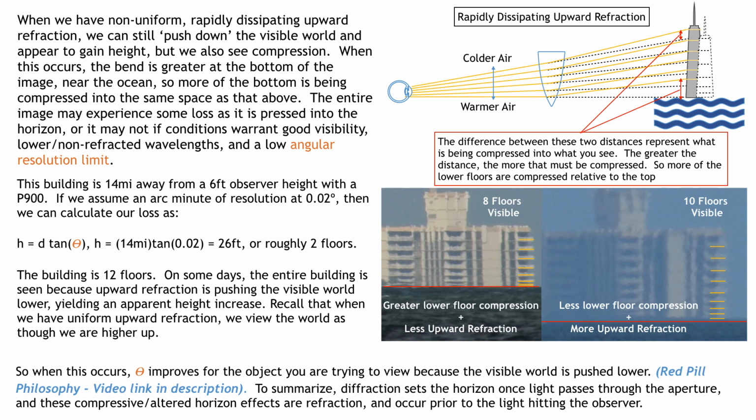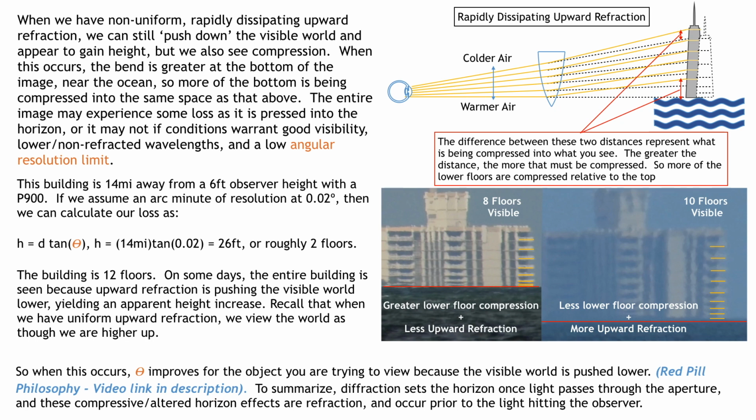So in this example, this building is 14 miles away from a 6-foot observer height with a P900. If we assume an arc minute of resolution at 0.02 degrees, then we can calculate our loss just like we did in part 3 as height equals d tan theta. So height is equal to 14 miles times tangent of 0.02, which comes out to about 26 feet or roughly 2 floors. So the building is 12 floors.